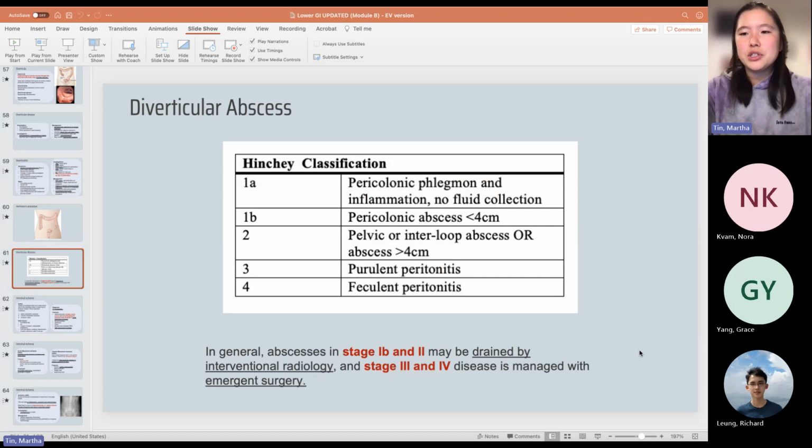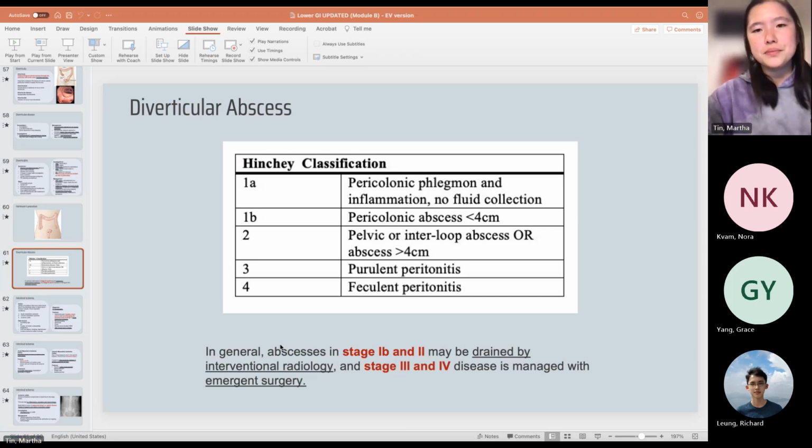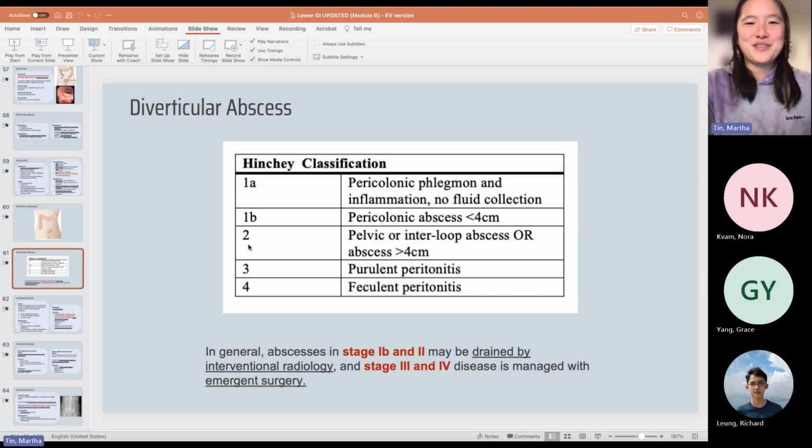Like I said before, diverticular abscesses are a common complication of diverticulitis, and I wouldn't stress too much about this classification. I've never seen this come up anywhere, but I guess it's useful to know as a future doctor. It says down here that stage 1B and 2 can be drained by interventional radiology. And you can see here, peritonitis, you're already thinking emergency surgery.